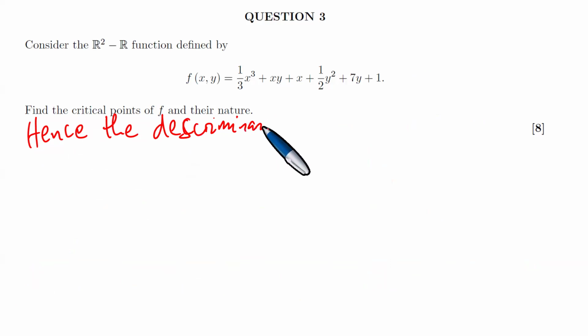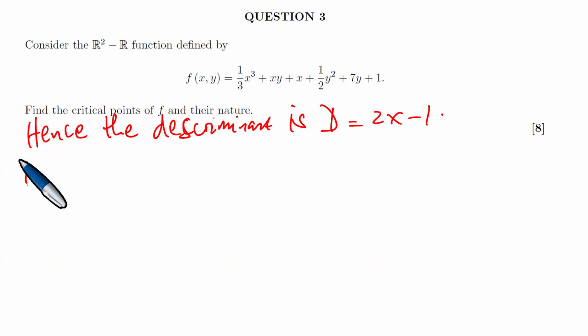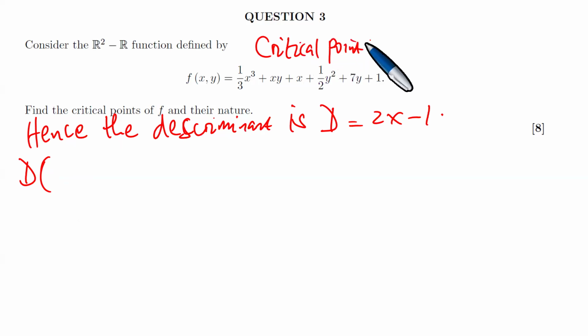Right, the discriminant is D equals 2x minus 1. Okay, we found this one. But I want us to continue and evaluate this one at the critical points. Right, we remember the critical points. We found 2 of them, and now we're just determining their nature.